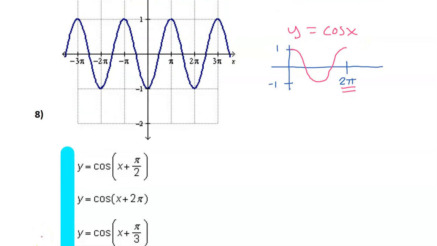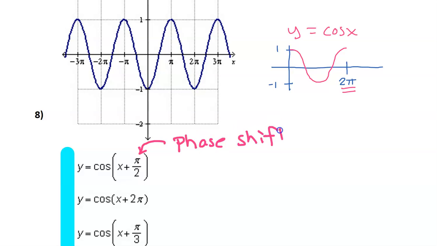Actually, I think our best bet is to graph each of these one by one and just see if they match. The only difference between this first option and the parent function is that the first option has this x plus pi over 2. This is a phase shift. Having a plus pi over 2 is called a phase shift, and plus is actually to the left. So this is going to be left pi over 2.